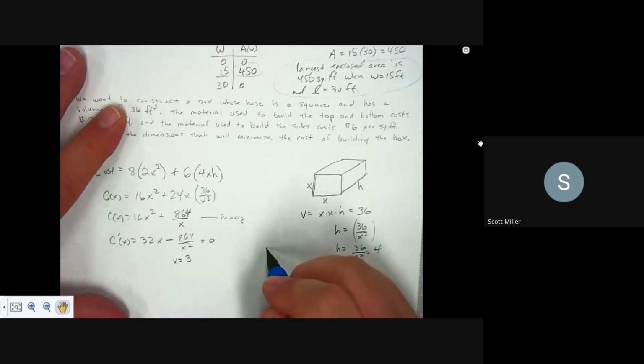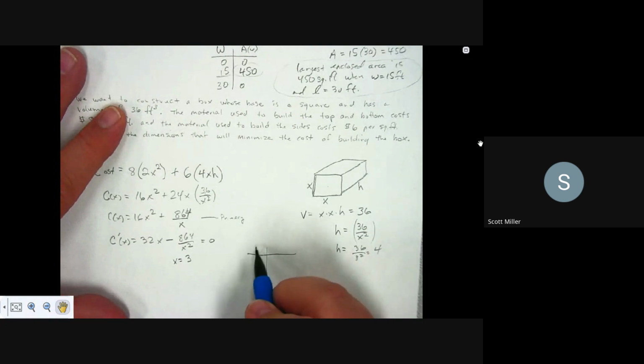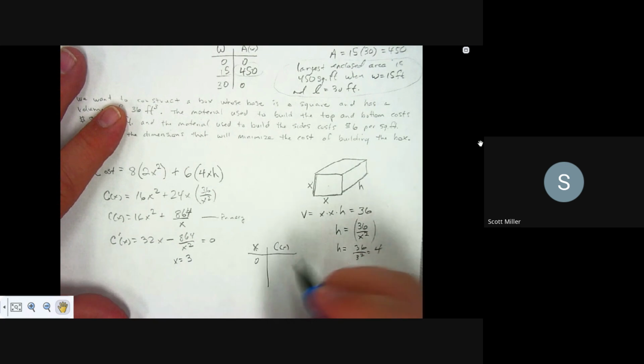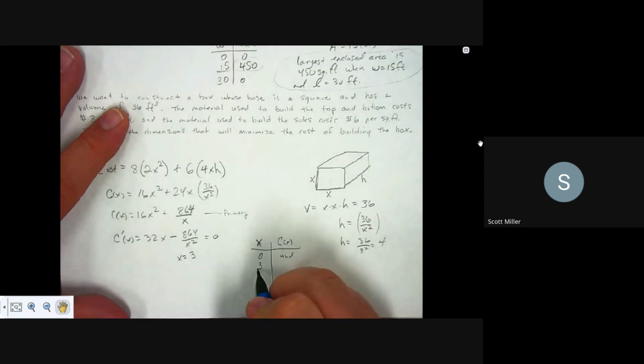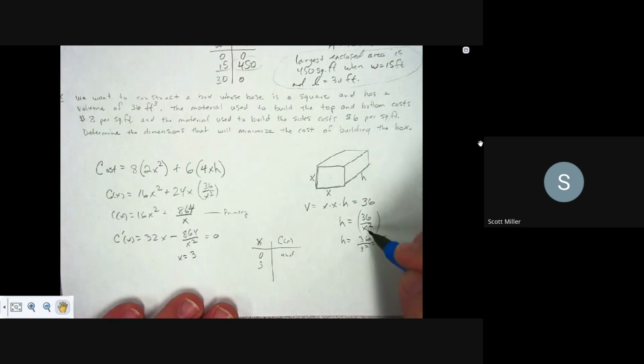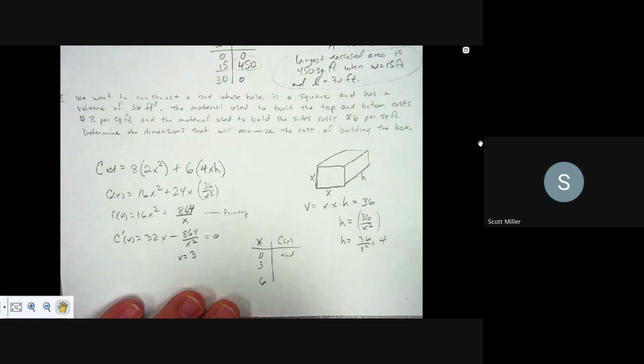And then I want to do my candidates test because I have the x and then the cost. Obviously, if x is 0, then I don't have a box over here. The cost would be undefined. We don't know what that is. Okay? I got to do 3. And then what's the largest I can have? Well, the largest I can have here to have a volume of 36 is if x is all of it. And so then you end up with that right there as 6.